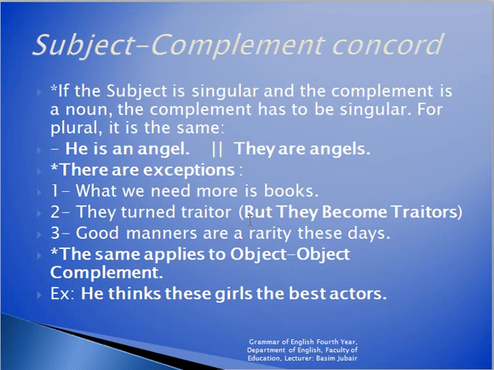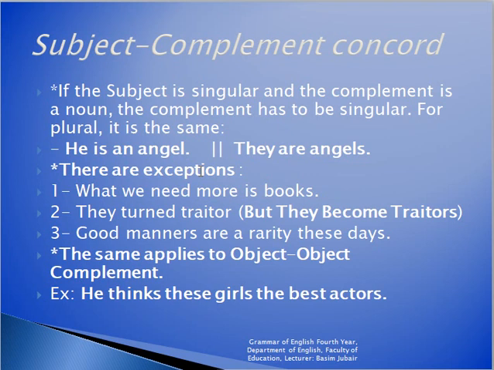Now, subject complement concord. This is the third type of concord. If the subject is singular, of course, and the complement is a noun, of course, the complement has to be singular. For example, he is an angel. We do not say he is angels. Why? Because there must be an agreement or a concord between the complement noun and the subject. They are angels.